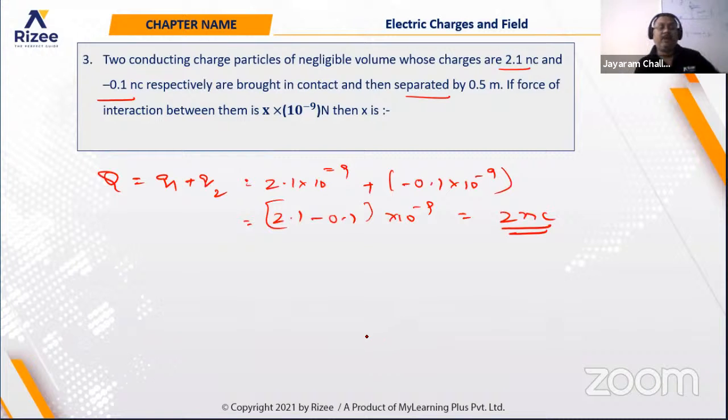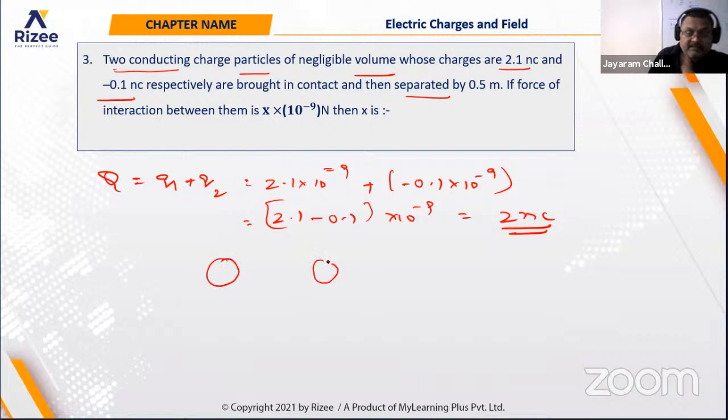Now, when you separate the two identical, two conducting spheres charged by negligible volume. Now, when you're separating them, then on both the spheres, since their spheres are identical, force will be the same. But how much distance you are separating them? 0.5 meters is asking the force. F is equal to 1 by 4 pi epsilon naught.